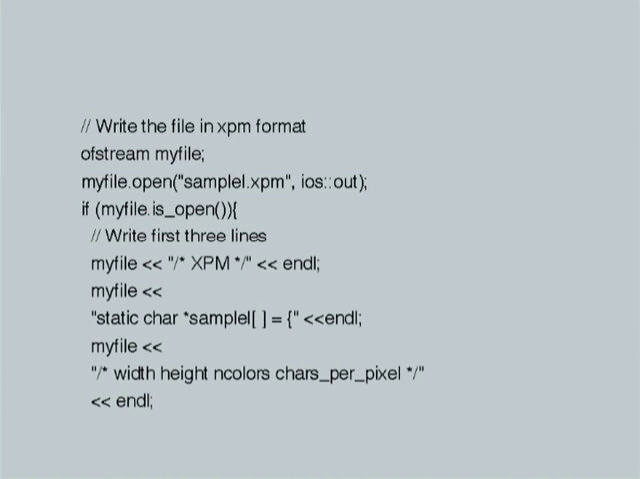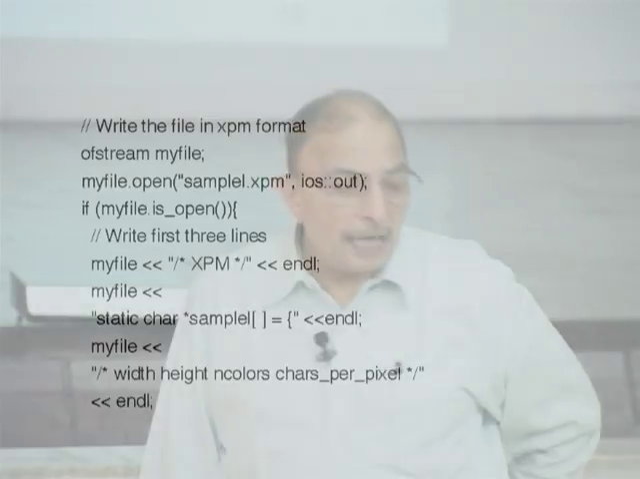Now I want to write the file in the XPM format. Notice the file open statement. This is the standard one which we have seen. Sample I, this is a capital I, sampleI.xpm, that's the file name I have chosen. ios::out is actually additional information which is given for IO stream objects. So my file actually is a C++ object of the type IO stream, and the characteristic of this particular object is that it's an output file. That is what is meant by this description. The rest of it is standard.